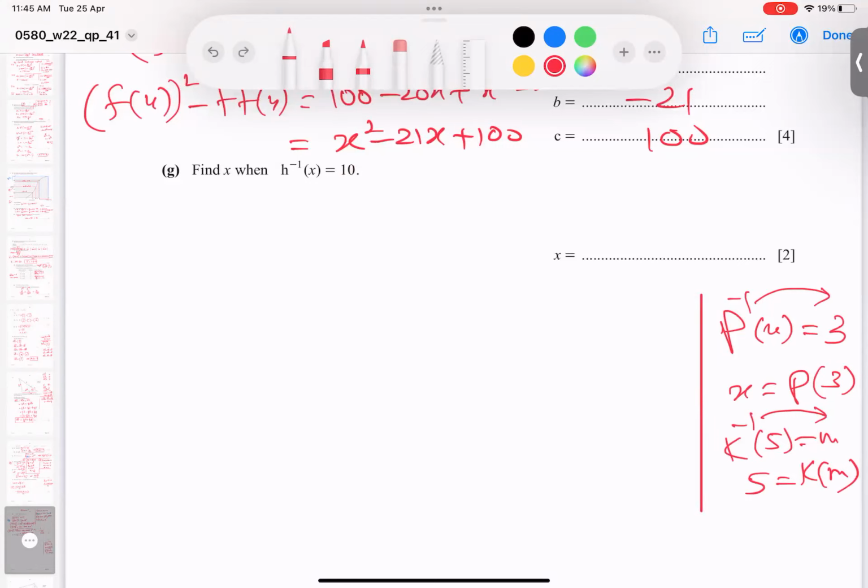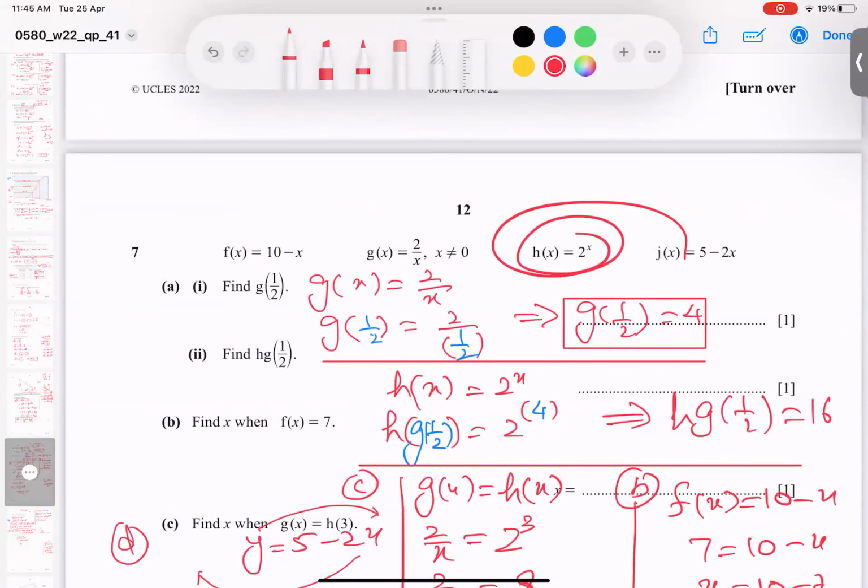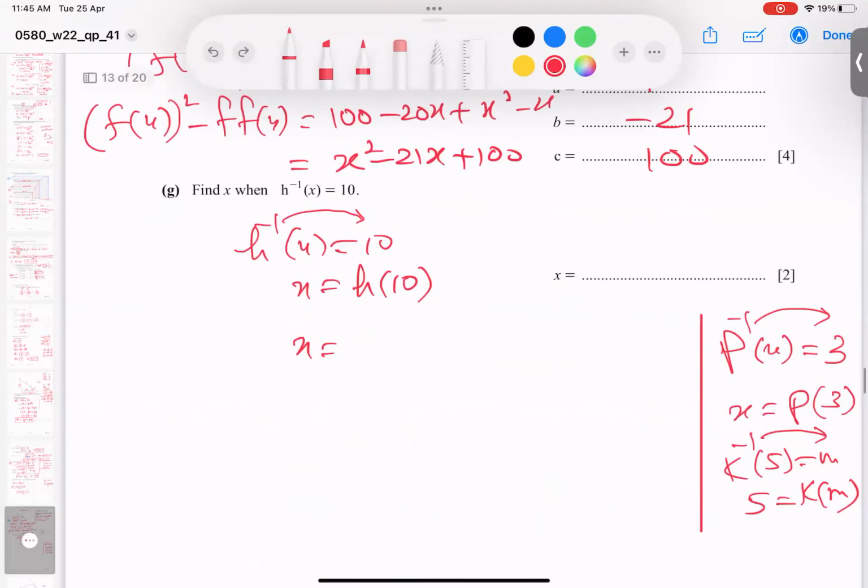Same story. So H inverse of X equals 10. When H inverse goes this way, it will become like that. And what is this? Put 10 in H. And what is H? 2 to power X. So 2 to power 10, and the answer is coming 1024.